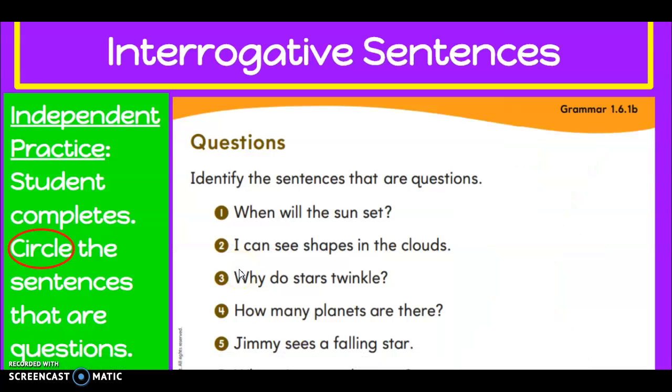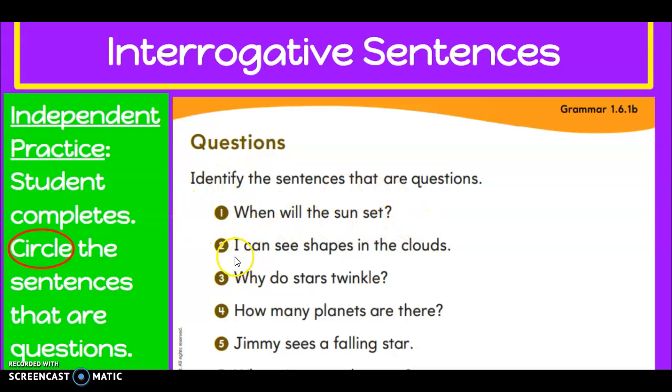Now, you are going to click on the pen. At the top, the pen tool, and you are going to circle the sentences that are questions. Let's look at the first one together. When will the sun set? Is that a question? Does it end with a question mark? Yes. Does it start with a question word? When? Yes. So is it a question? Yes, it is. So you are going to circle this sentence.